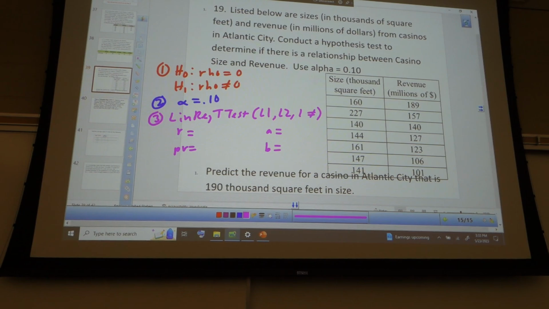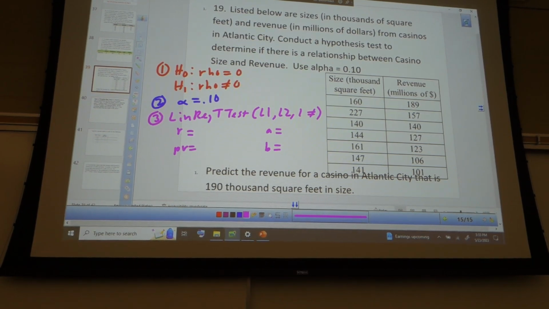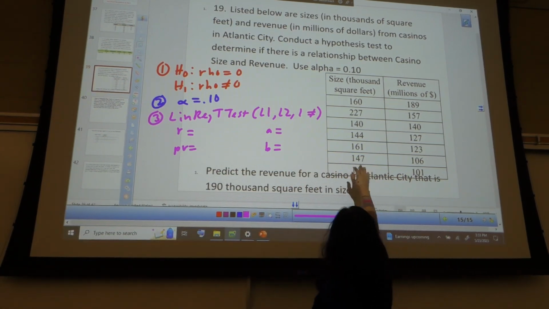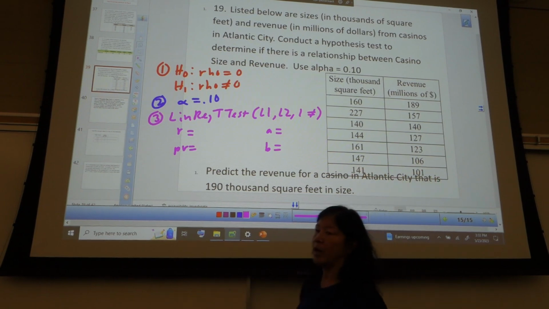Okay, and then we'll go over that in just a minute. So again, you'll figure out which one can you control more. Size in square feet, size of your casino, so that's going to be your X, your list 1. This is your list 2, your Y.